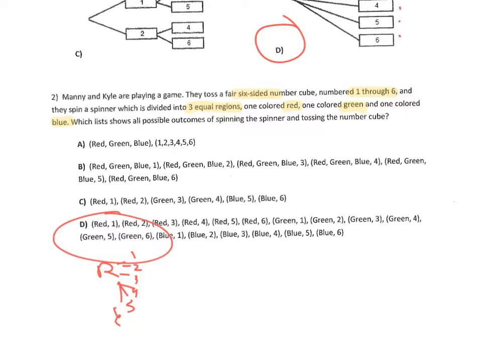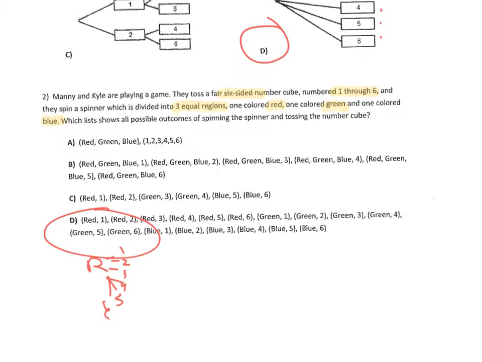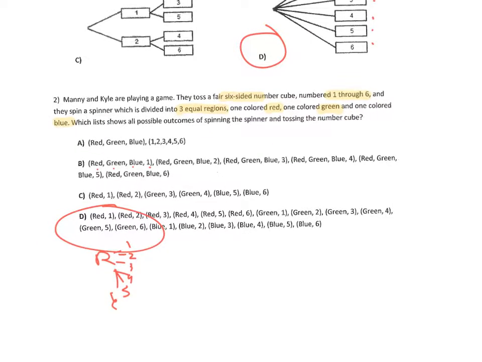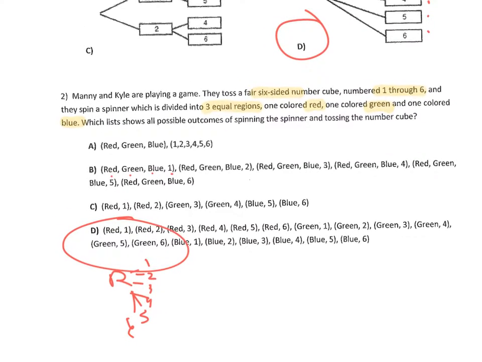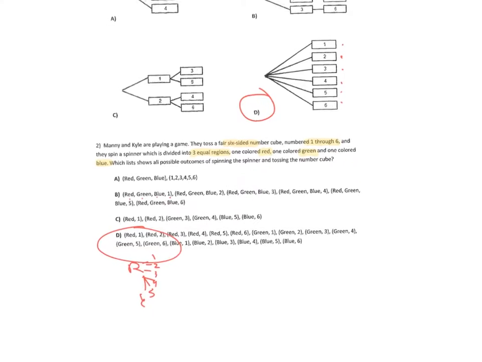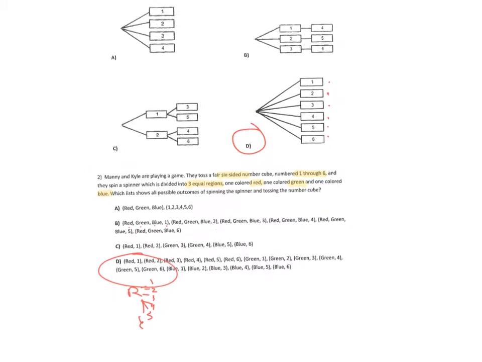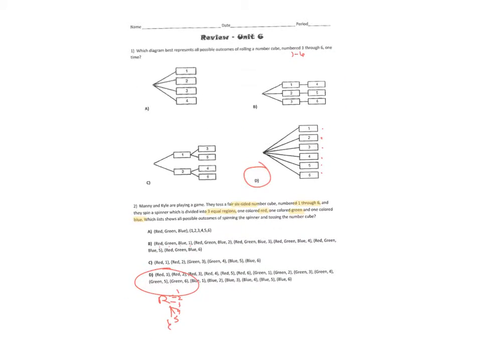Which one? Well, it's giving you all 3 colors and the number 1. D is showing you that each roll and each spin. So like you could spin it, land on red, and land on the dice 1. You could land on red, dice 2. That's each individual option.